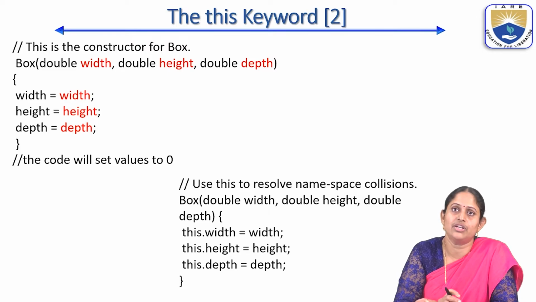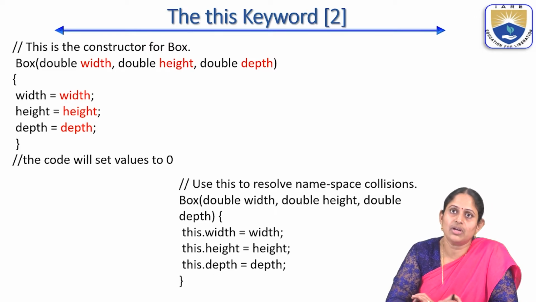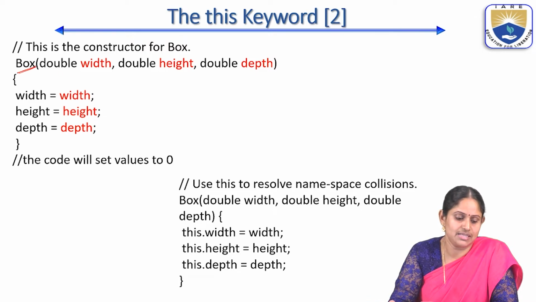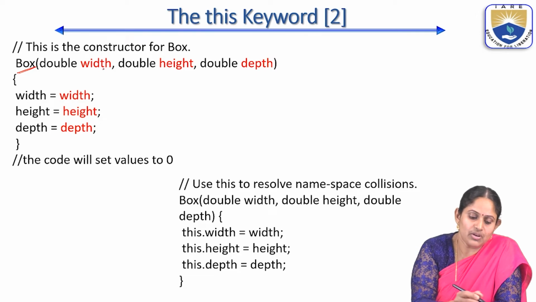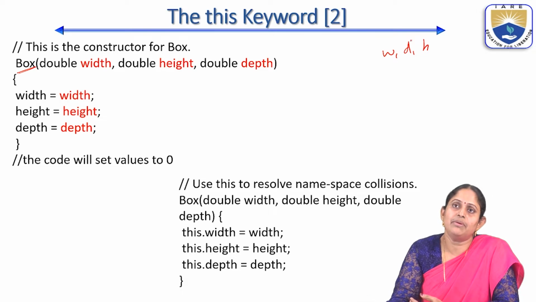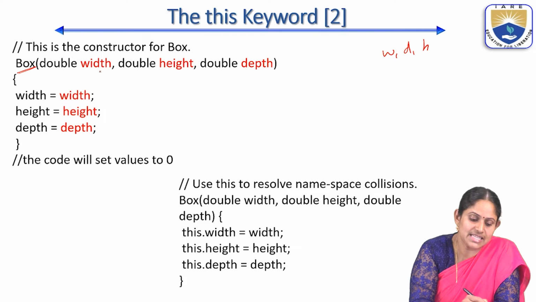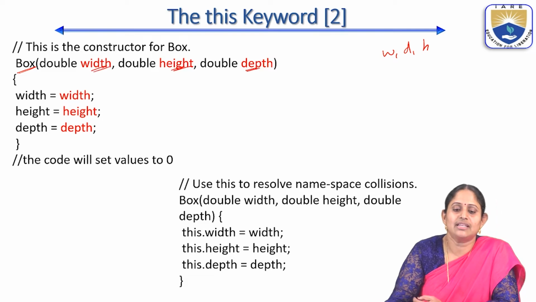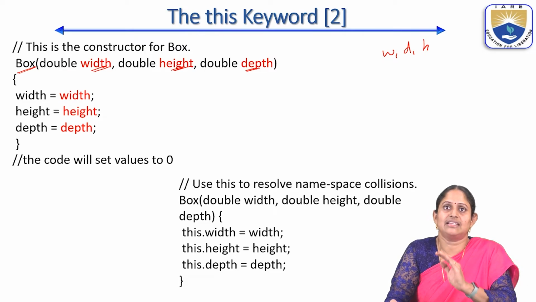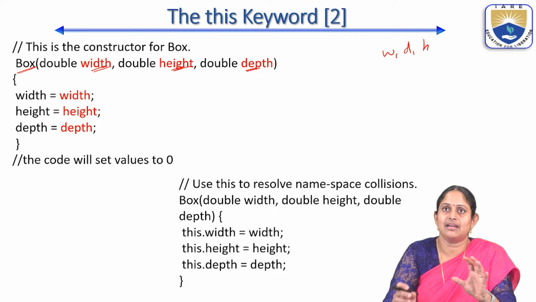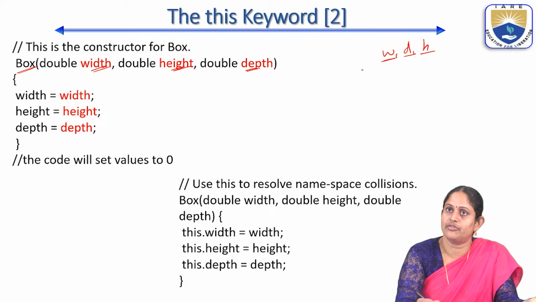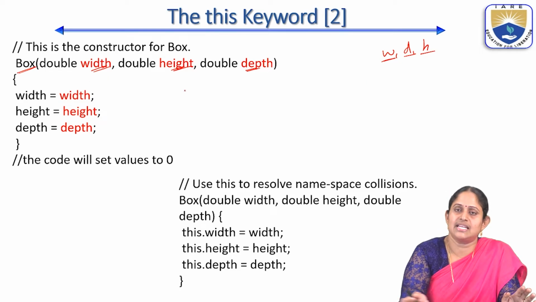I'll just discuss an example of how we can use this keyword to clear the confusion between the local and formal parameter. In the previous examples, we have discussed the Box class. In that Box class, in our program, we had used W, D and H for representing width, height and depth. But there may be programmers who will be using the same names width, height and depth, so that there won't be any confusion, so that they can clearly understand what W is meant for, what D is meant for, what H is meant for. Instead of using W, D and H, we can use width, height and depth.